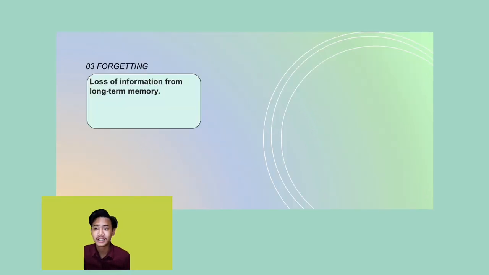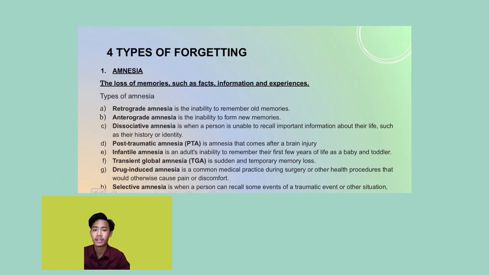Okay, so here is another topic that we would like to cover in our chapter. It is about forgetting. Forgetting is a loss of information from long-term memory. And here, I have collected the info of 4 types of forgetting. The first type of forgetting is amnesia. Amnesia is a loss of memory such as facts, information, and experiences.